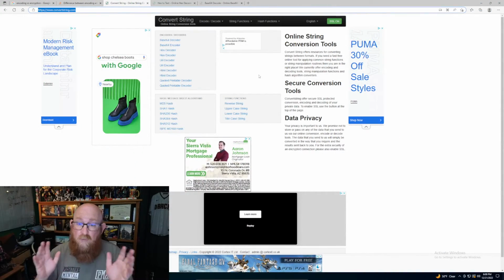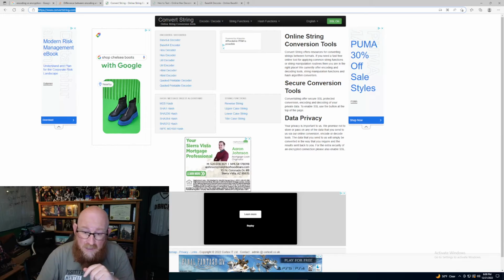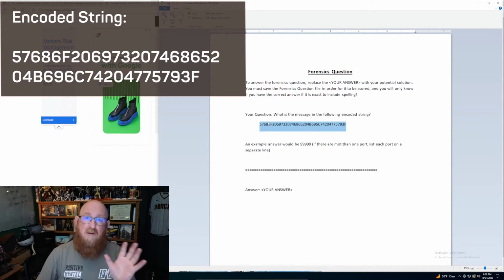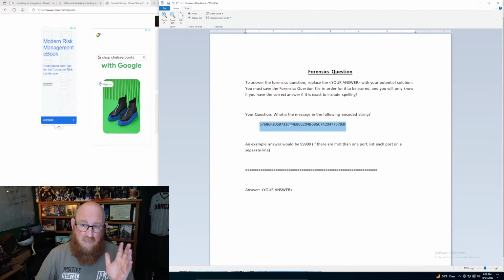Okay, so hopefully you're back. We're going to take a look at this string, the first one, which I have here. This is mostly numbers, with only a handful of letters in here. You're going to see A through F mostly, if you see any letters or characters in there at all. So what this tells me is that they're using a hexadecimal encoding.